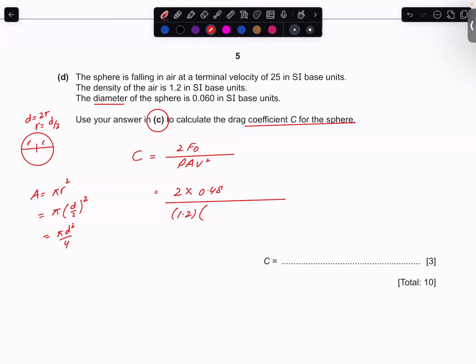So I'm going to write this same value: pi as it is, diameter is 0.06, and it is squared also, and then divided by 4, and v is given to me, that is 25 square. Okay, so the final answer, the calculator gives me 0.46. As mentioned, the previous part C has no unit, so no need to write any unit. This is the final answer of this question.